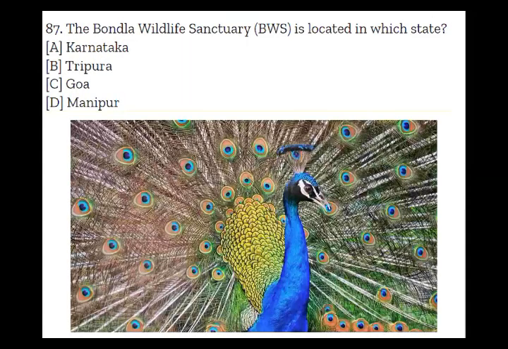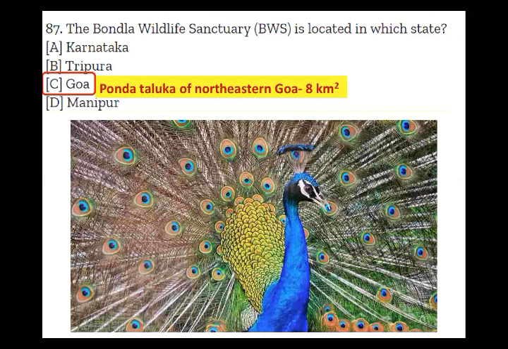The Bondla Wildlife Sanctuary is located in which state? Bondla belongs to the Ponda taluk of northeastern Goa, which is about 8 square kilometers in area, and it possesses a very good tropical rainforest. It is a shelter for notable species, since it shares the habitat, and it is also a junction of the Maharashtrian Western Ghats part as well as the Karnataka Western Ghats part.